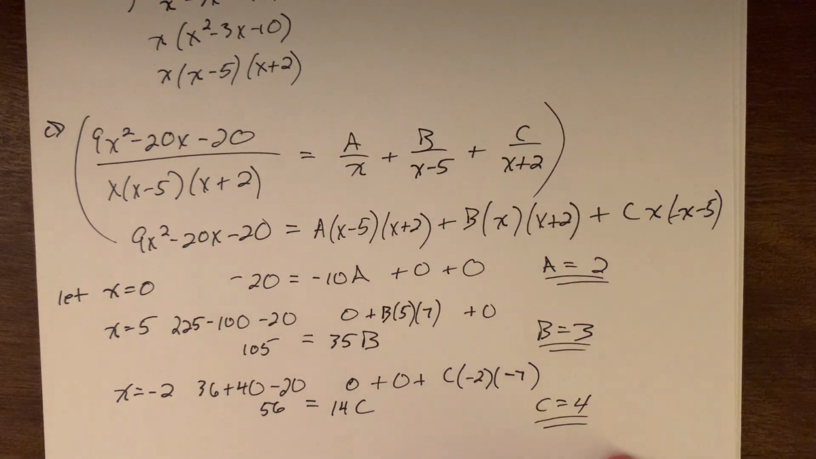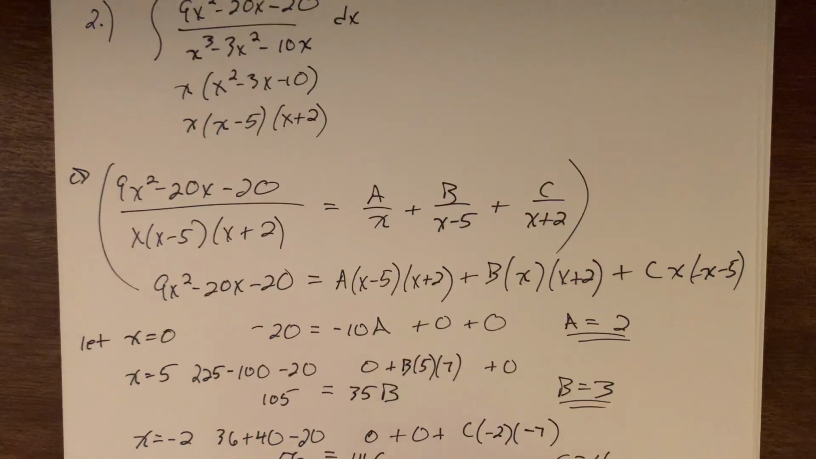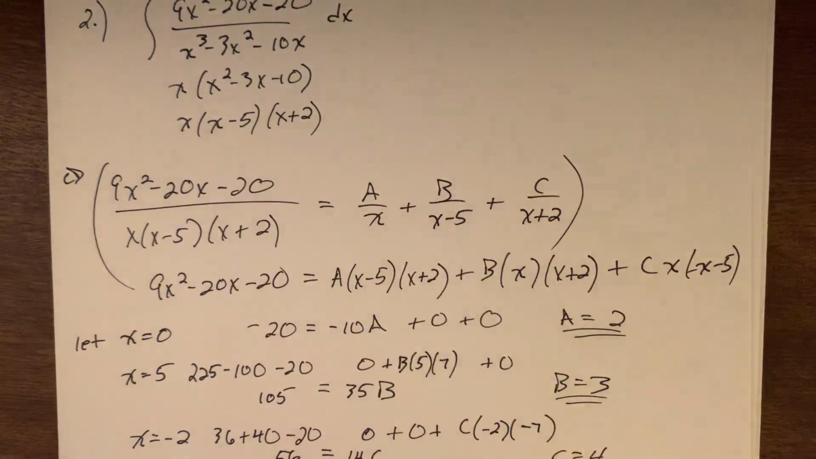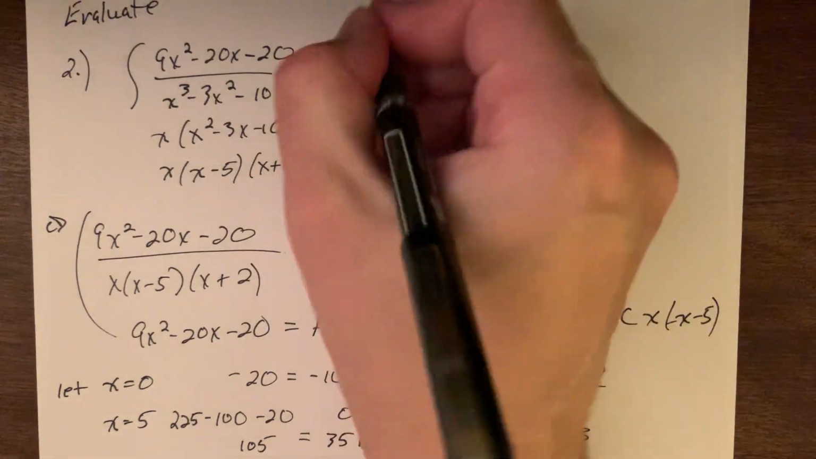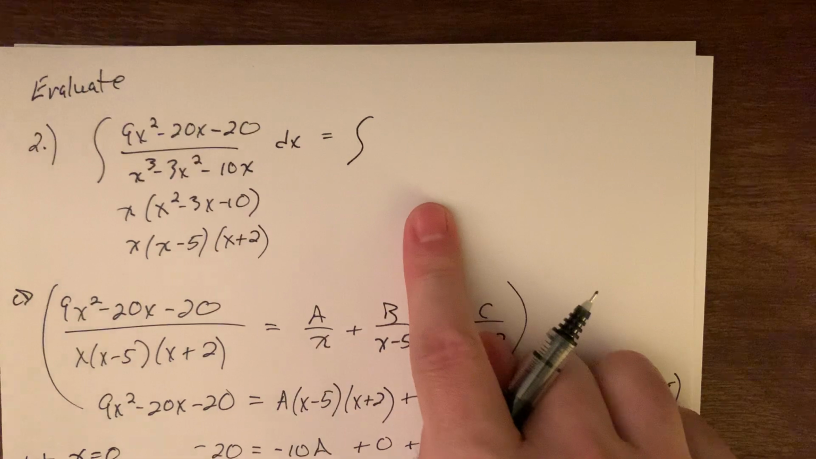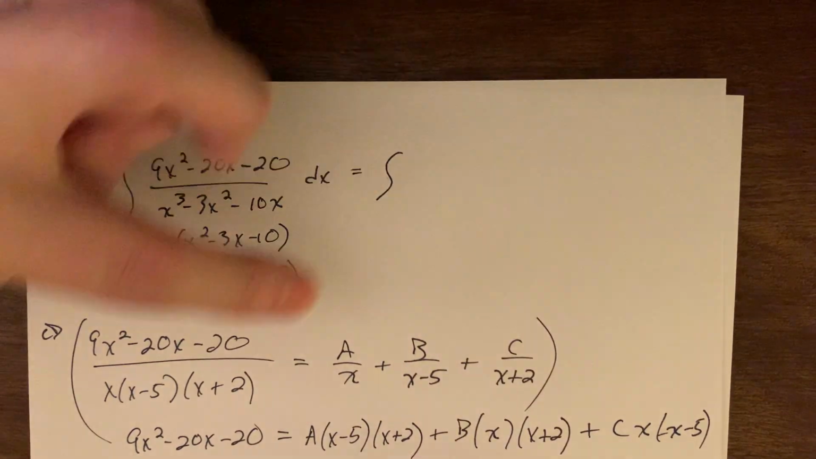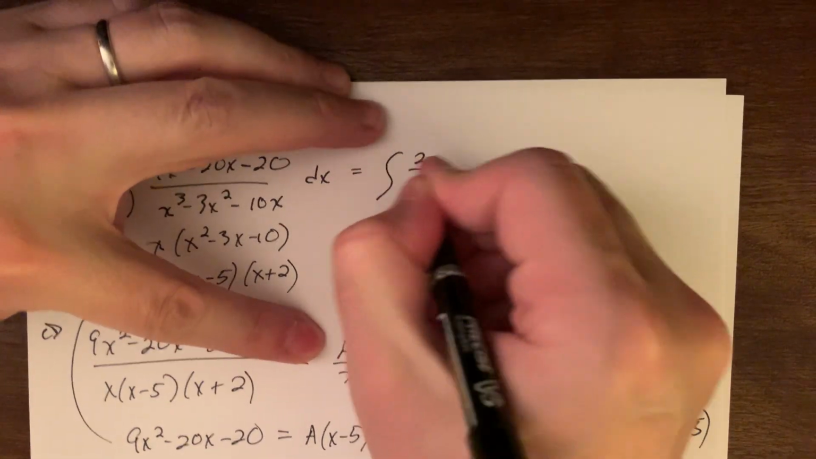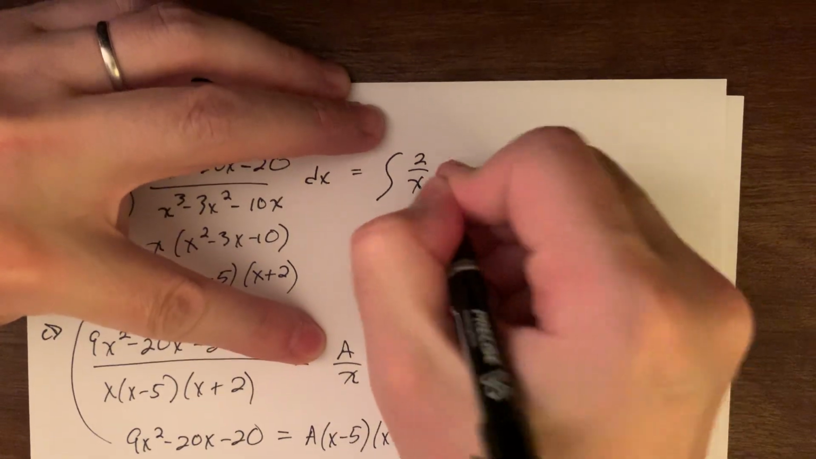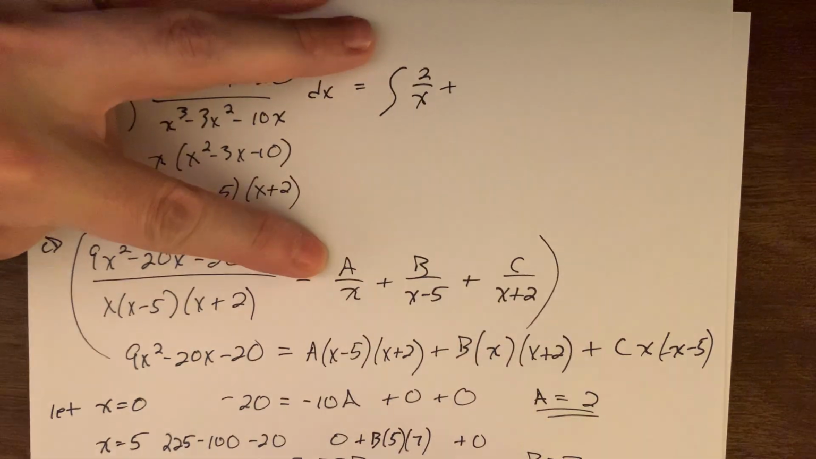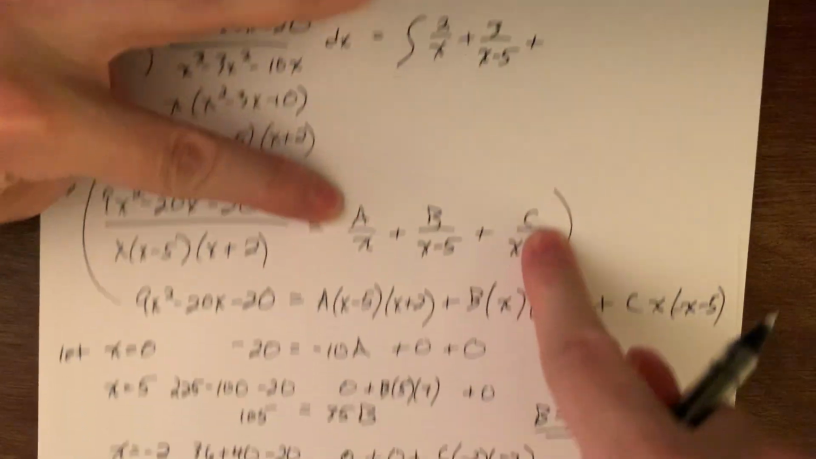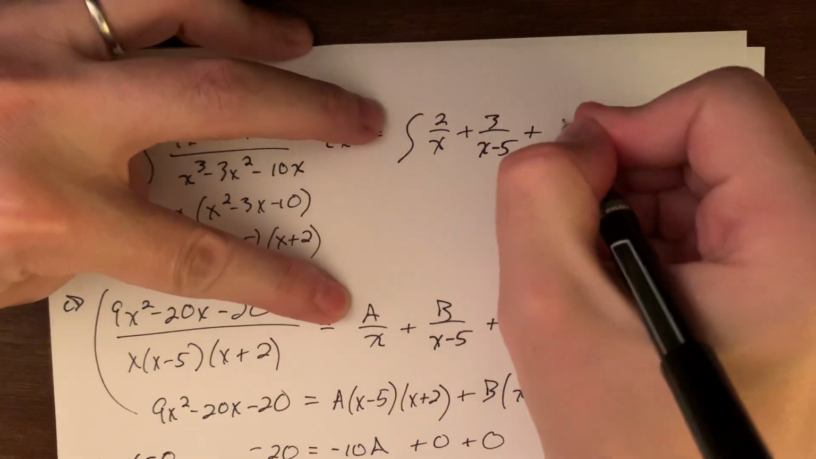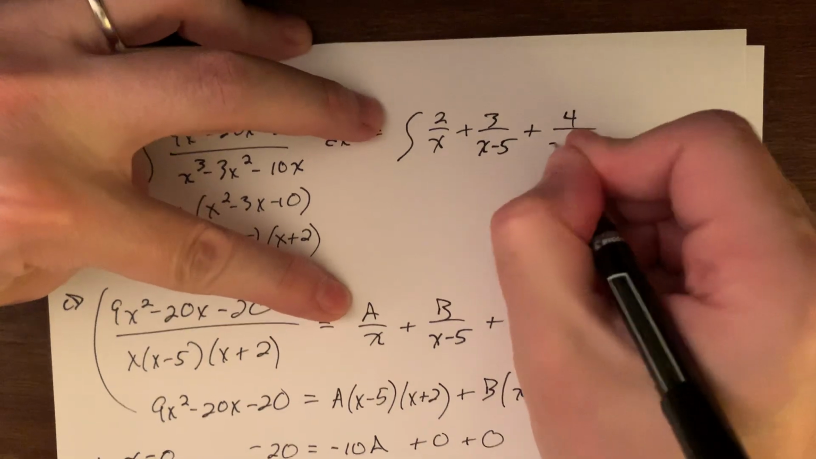But now that we have the values for A, B, and C, again, maybe you did all of this on the side and you want to finish your problem down here. I'm just going to go back to the top because all these are simple fractions. So now I can rewrite this. My main integral, A is 2, so I've got 2 over x, plus B is 3, so I have 3 over x minus 5, plus C, which is 4, 4 over x plus 2.